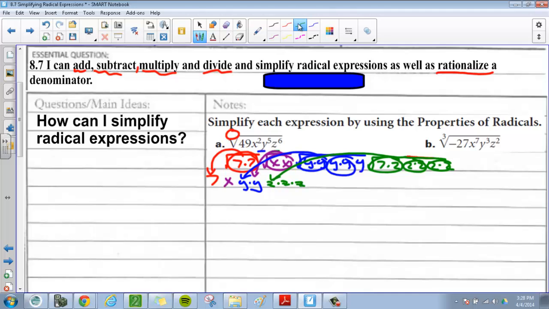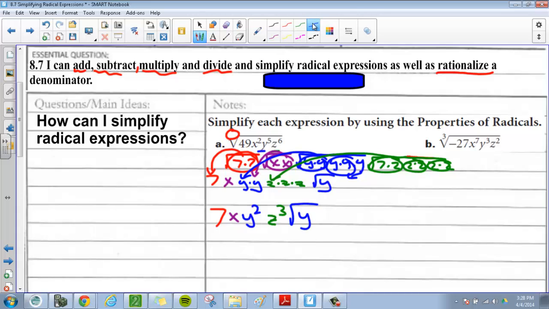So what do we have left? Oh, don't forget about this. Remember this y right there? We still have that in there. So altogether we have 7x y squared z to the 3rd square root of y. That's our final solution for this one. It was simplified, all said and done.